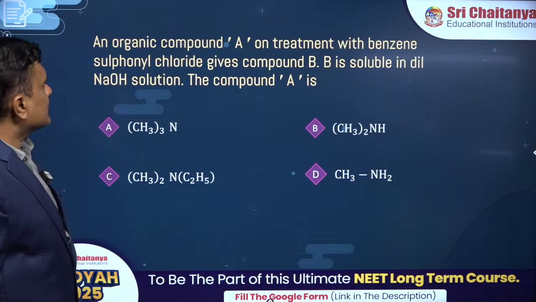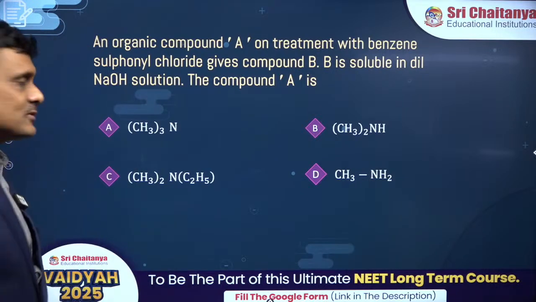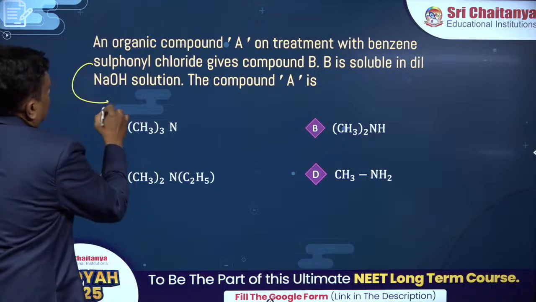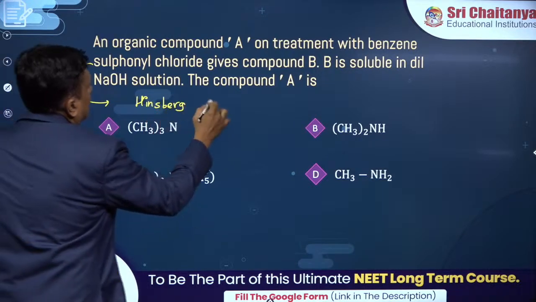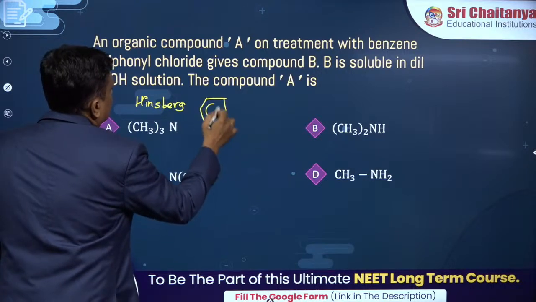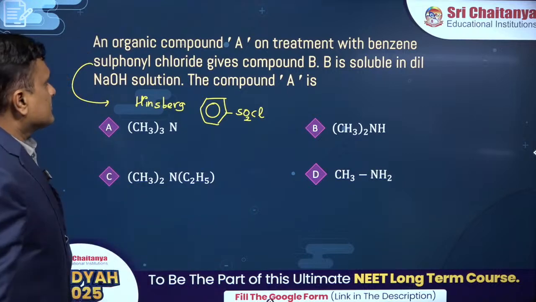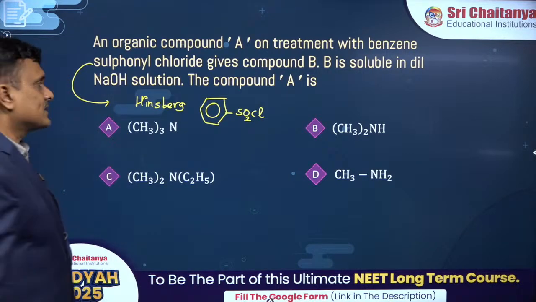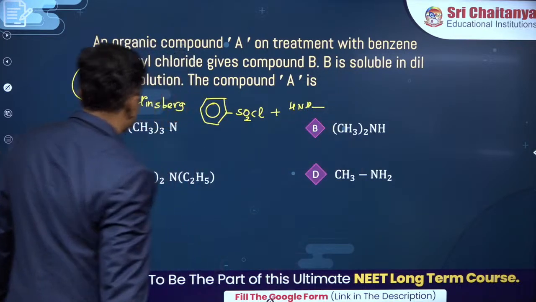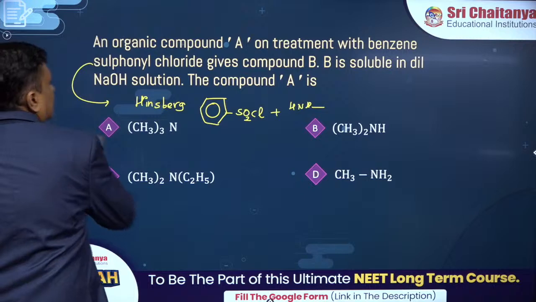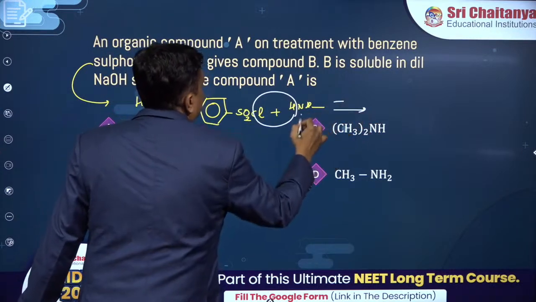An organic compound A on treatment with benzene sulfonyl chloride. Benzene sulfonyl chloride is called which reagent? Hinsberg reagent, right? Benzene sulfonyl chloride is called Hinsberg reagent. So this reacts with a primary amine basically. Let me explain this for you. So it reacts with a primary amine. So what's going to happen when it reacts with a primary amine? You're going to remove the HCl, primary amine.